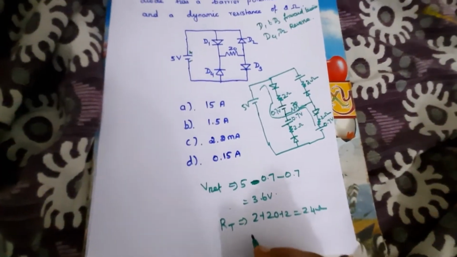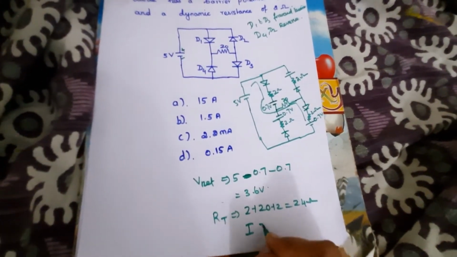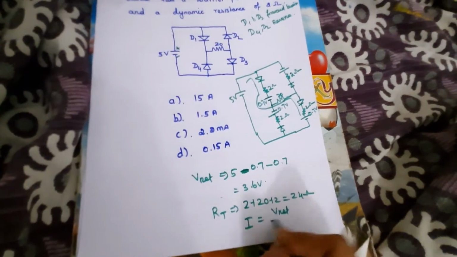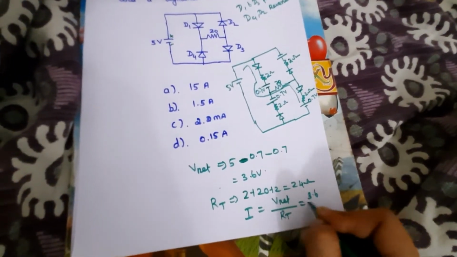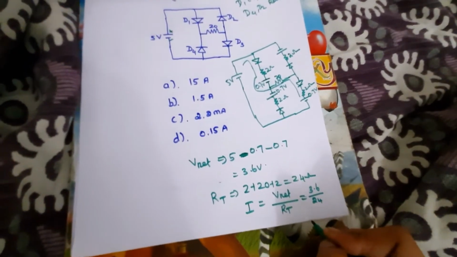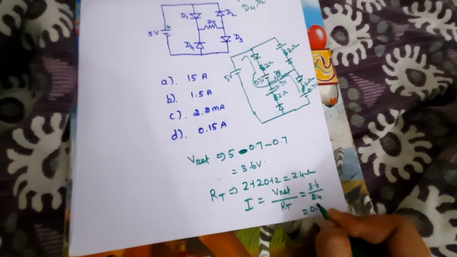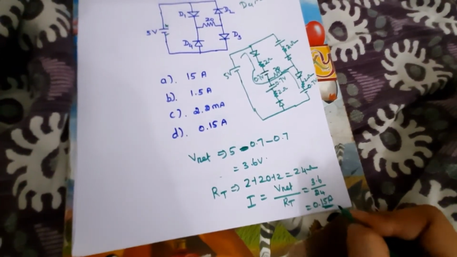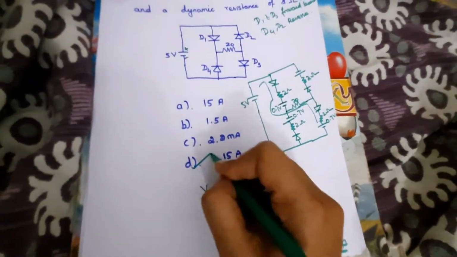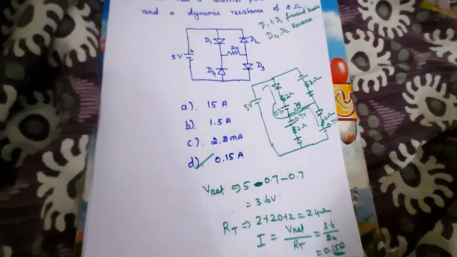Now we have to find I. I is nothing but V net divided by RT. So we get 3.6 divided by 24. Solving this we get 0.15 amps. So here the answer is D, 0.15 amps.